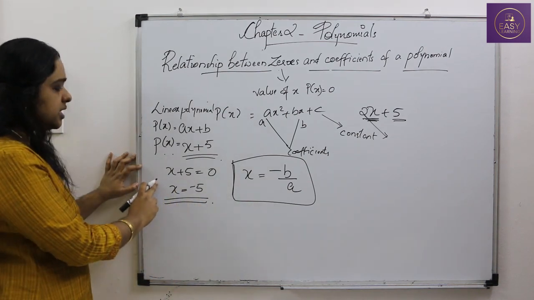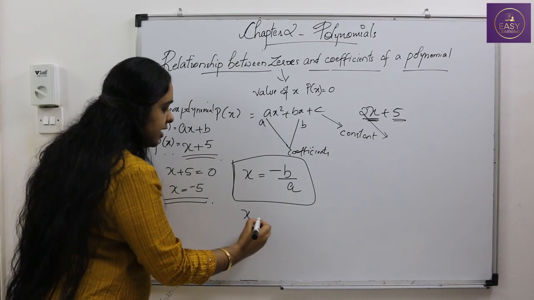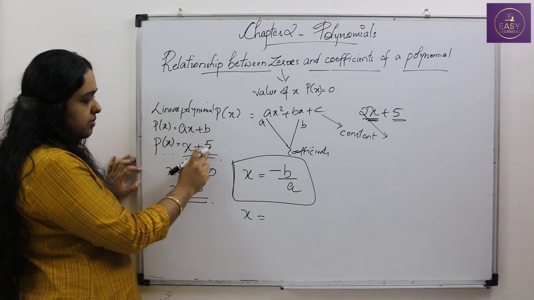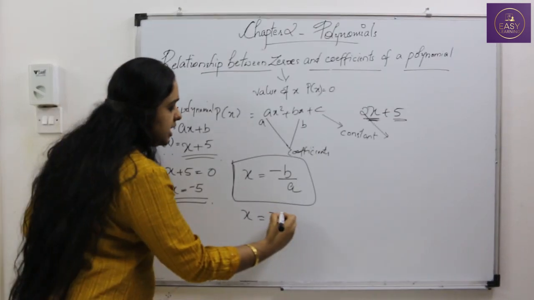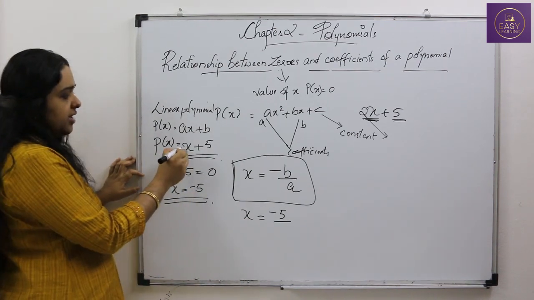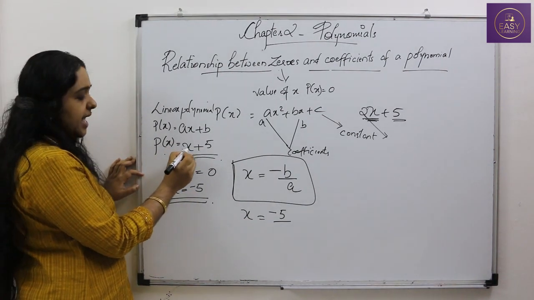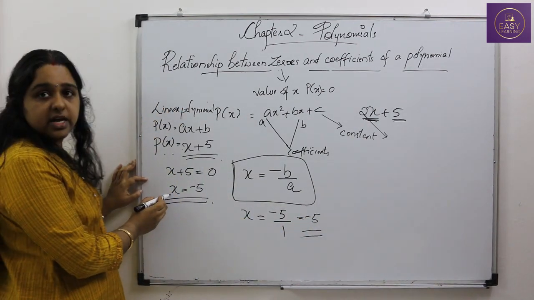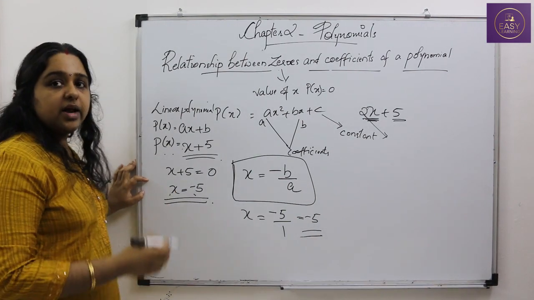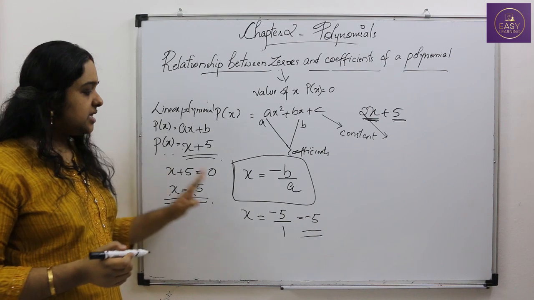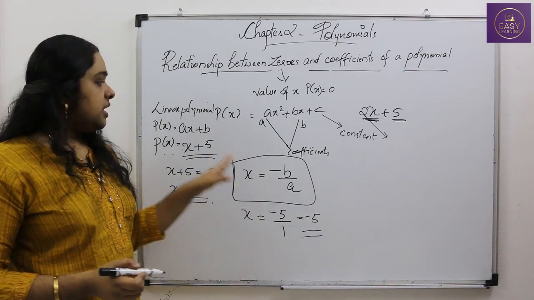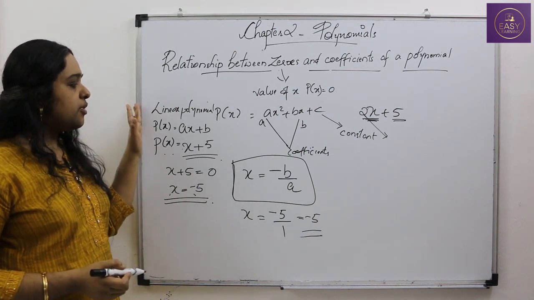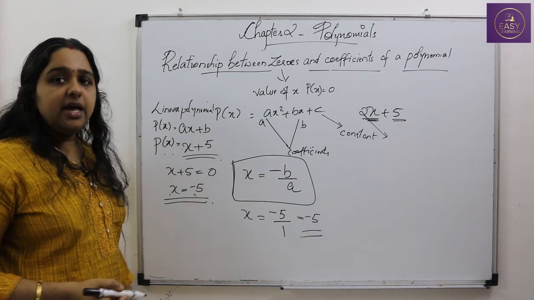If you consider the equation x plus 5, what will be the value of x? It is minus b by a. Here b is 5, and a is 1. Minus 5 by 1 is equal to minus 5. We already got that x equals minus 5. So without doing all these calculations, we can easily find the value of x at which the polynomial p of x becomes 0. For any linear polynomial, x equals minus b by a.